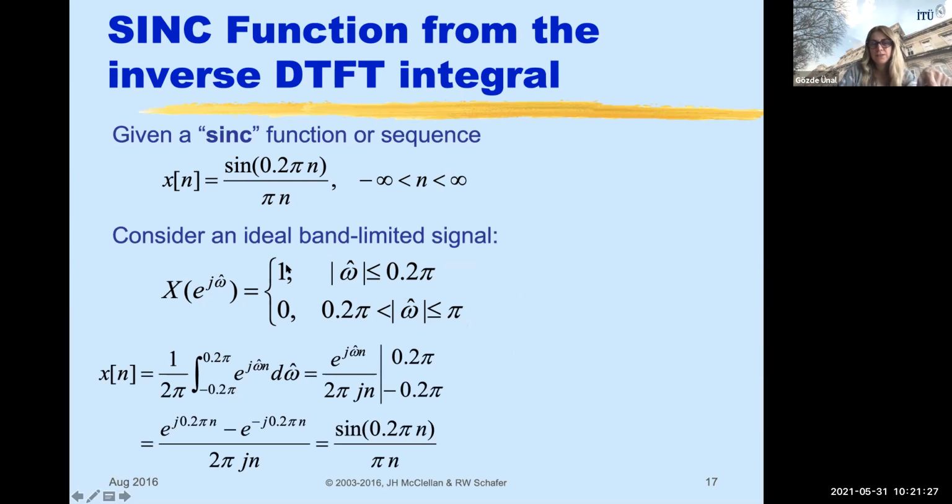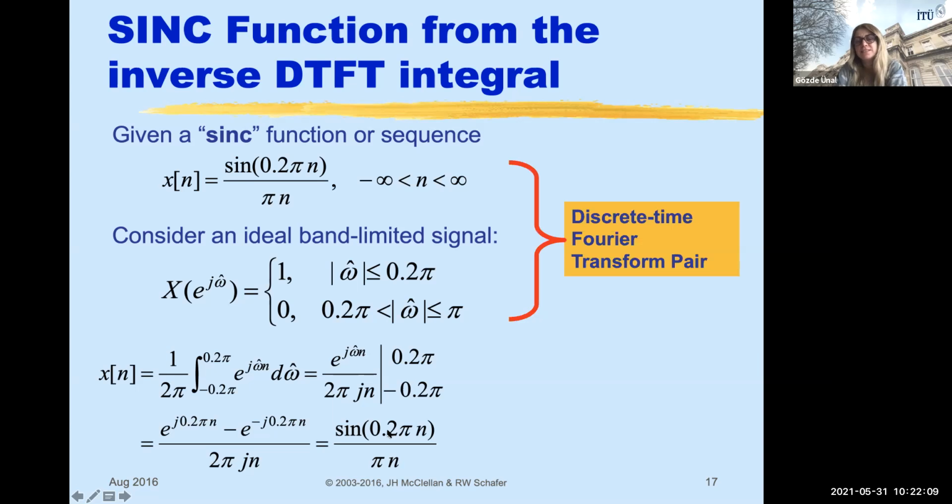You see, it's 1 between minus 0.2 pi and 0.2 pi. I can do this math, it's easy, and I arrive at a sinc, which is sine 0.2 pi n over pi n. So now, given a sinc sequence, I know its Fourier transform is a low pass filter. This is what I'm trying to say. We just verified it here. We started from the discrete time Fourier transform and used the inverse Fourier transform formula to go back.